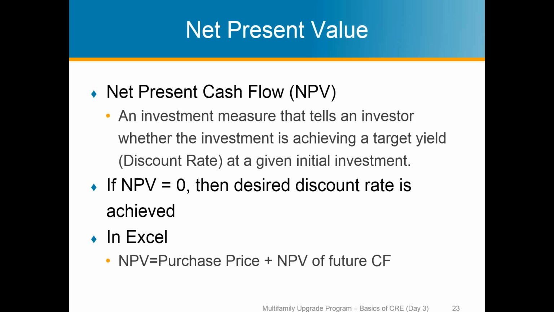In Excel, a lot of people make a mistake here. This is the NPV formula: NPV, open parentheses, the first argument you put in there is your discount rate, and then you put in your stream of cash flow. That calculates the net present value of the cash flows. But you then want to add that to your purchase price. What you don't want to do is include your purchase price in the future stream of cash flow. That's the wrong way of calculating. So NPV is calculated by taking the purchase price, which is a negative number, plus the NPV of the future cash flow. That is how you should calculate NPV in Excel.